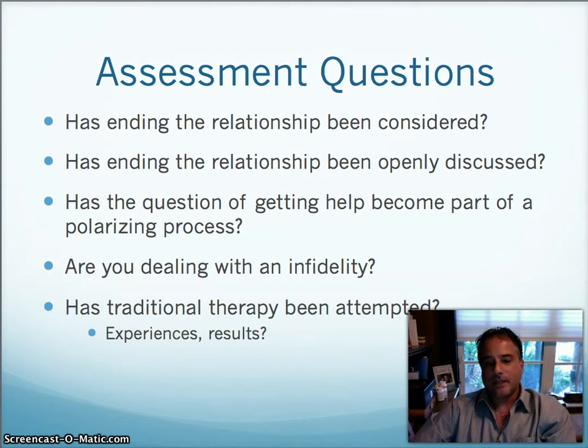The specific assessment questions that we ask are, has ending the relationship been considered? Has ending the relationship been openly discussed?